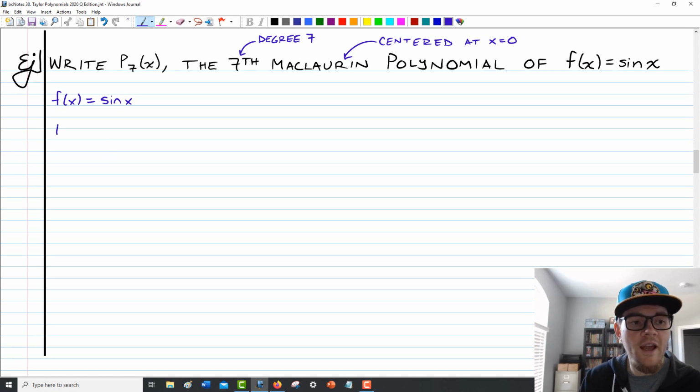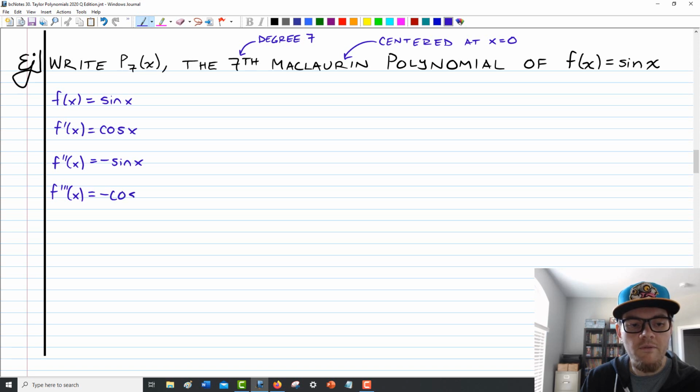So that means first I have f of x. F prime of x is the derivative of sine, which is cosine of x. Next, f double prime of x is going to be the derivative of cosine, which is negative sine. Then I'll do the third derivative. At this point, you've kind of got the idea of the pattern. I probably don't need to go as many degrees as I said, but I'll stick with it for now. We'll have f triple prime of x is negative cosine of x. The fourth derivative is going to be positive sine of x.